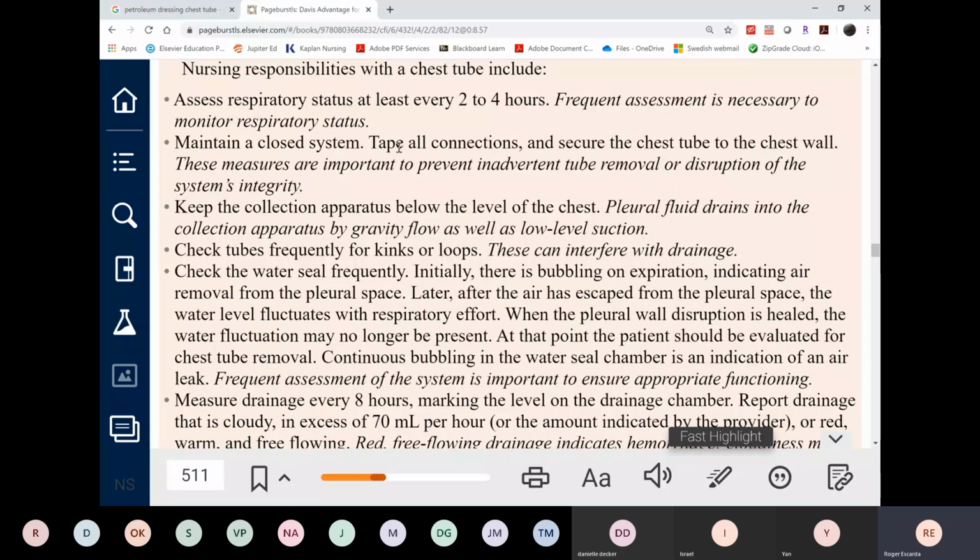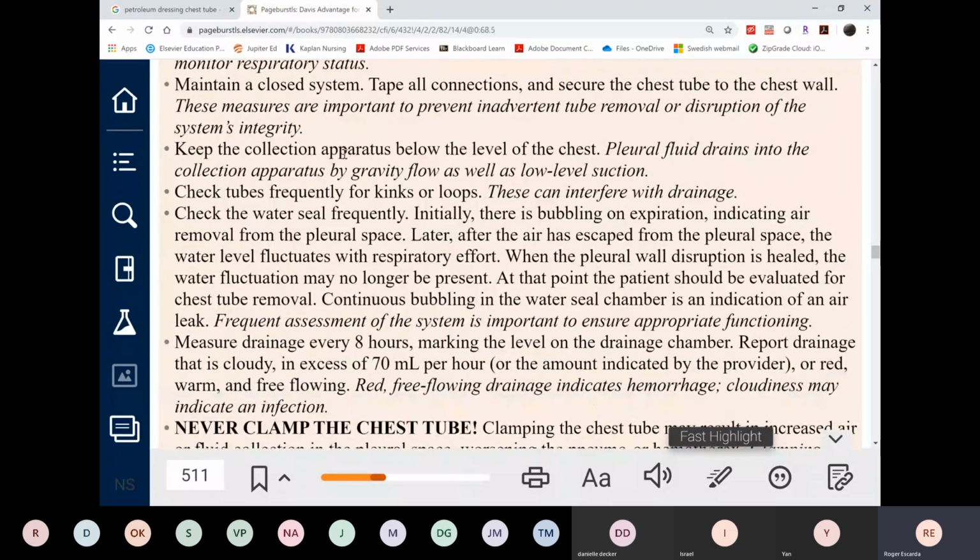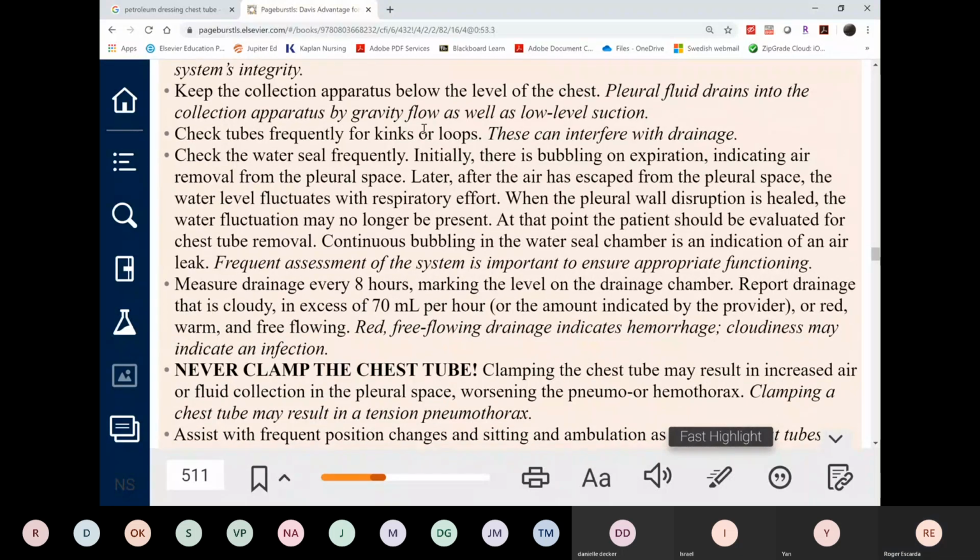All right, so tape all connections. Okay, so just like a Foley bag, we keep the collection apparatus, the box, below the chest. Just like if you have a Foley, you put the Foley bag below the patient's bladder. You shouldn't see any loops. Okay, that's dangerous. That's equivalent to clamping. So make sure you don't have any of that.